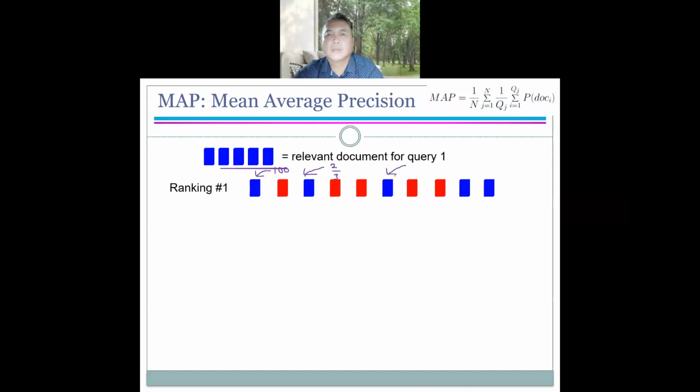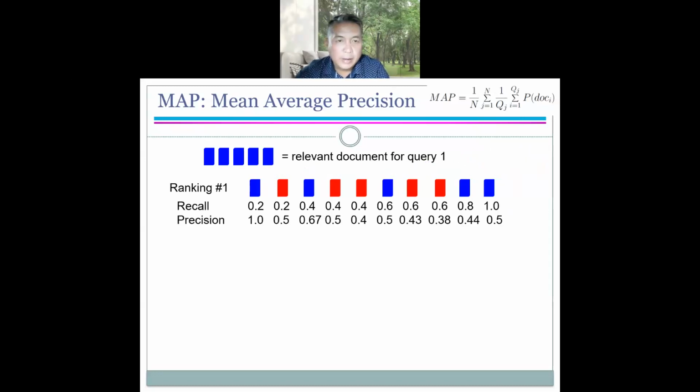This one, 50%. And this one, 4 out of 9. And this one we have 5 over 10. So this is all P, the precision here. So when we look at the P that we have here, this is 1, this is 0.67, this is 0.5, this is 0.44, this is 0.5.